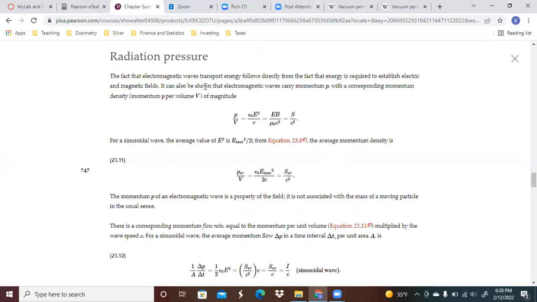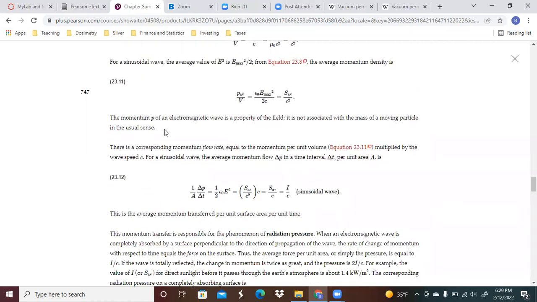Now, radiation pressure. The fact that electromagnetic waves transport energy follows directly from the fact that energy is required to establish electric and magnetic fields. It can also be shown that electromagnetic waves carry momentum with a corresponding momentum density. So for a sinusoidal wave, the average value of E squared is E max squared divided by 2. The average momentum density, if you do the replacements here, ends up being this.